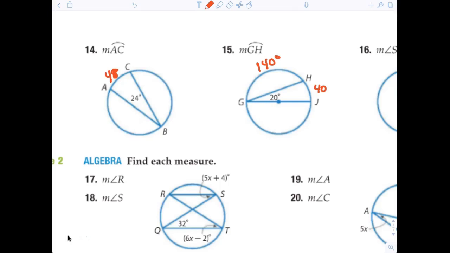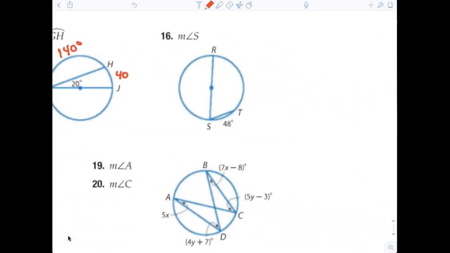All right, here we go. On 16 now. First and foremost, listen carefully. Your job is to make sure that you see RS is the diameter. Right? So if ST is 48 degrees, then TR would be 132 degrees, right? Then divide by 2. Perfect. 66.